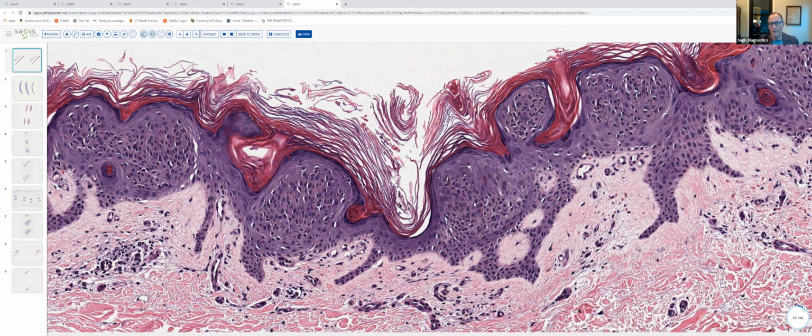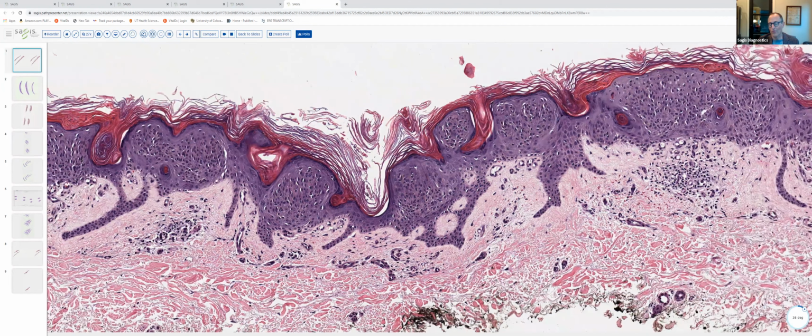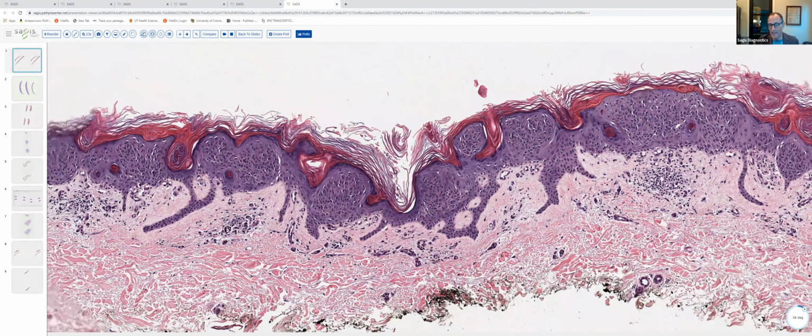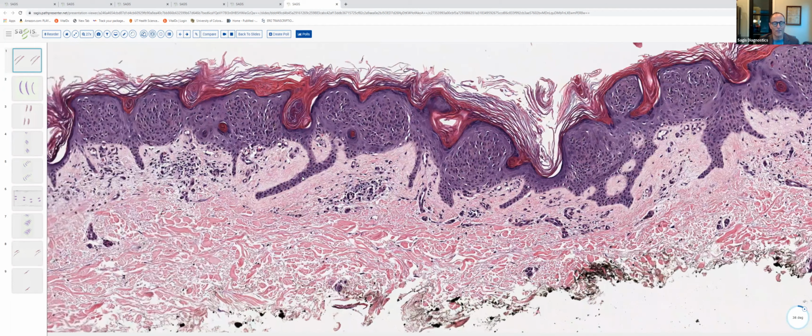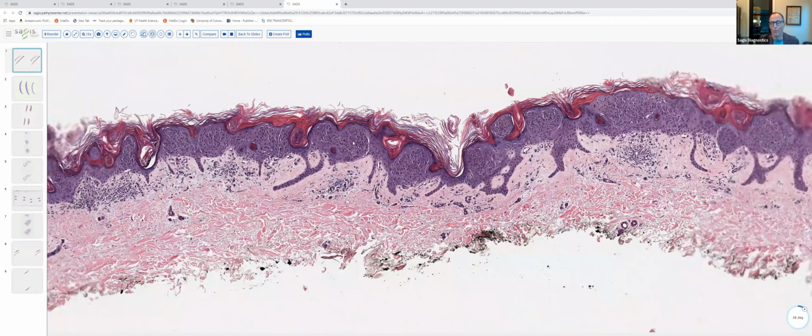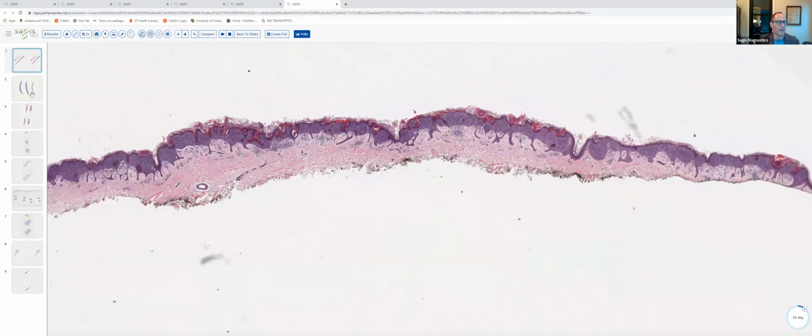There are no mitotic figures, no overlying parakeratosis, and certainly no host response here. There is a slight increase in the amount of melanin pigment within basilar keratinocytes. So this, I thought, was a real classic example of a clonal seborrheic keratosis.